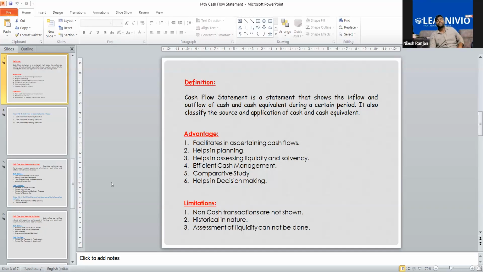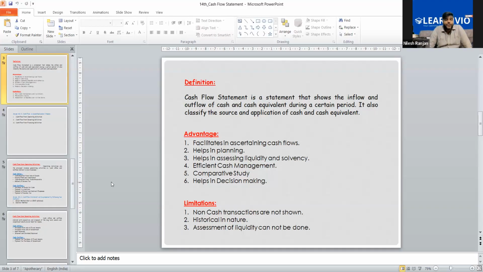The third is helps in assessing liquidity and solvency. Now, what is the meaning of liquidity and solvency? Liquidity means we are able to pay our short-term liabilities, and solvency means we are able to pay our long-term liabilities. So it helps in assessing liquidity and solvency.